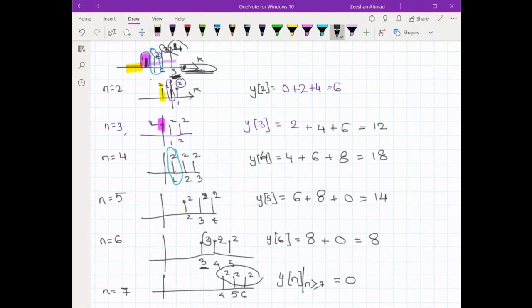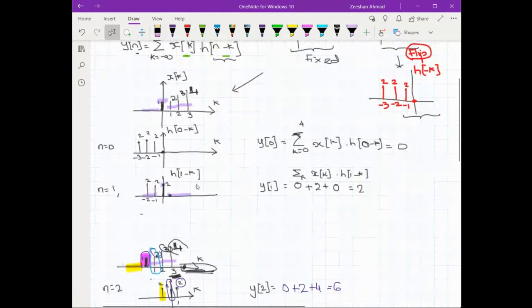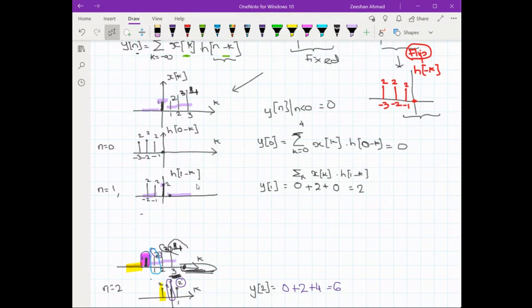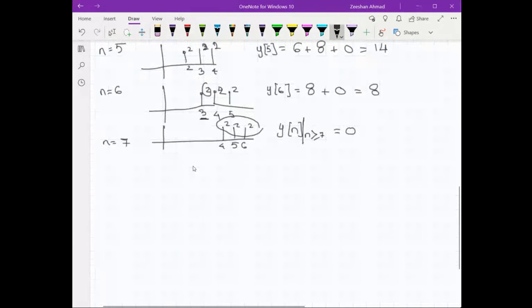Okay. Similarly, for example, for y of n such that the value of n is less than 0, or less than or equal to -1, I'm just writing less than 0, it will be again 0 here. Okay, so basically what happened, we were able to find y of n here.